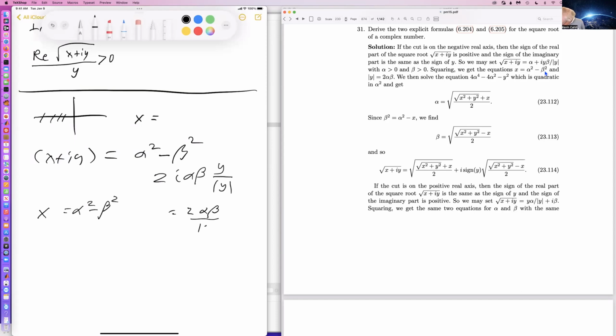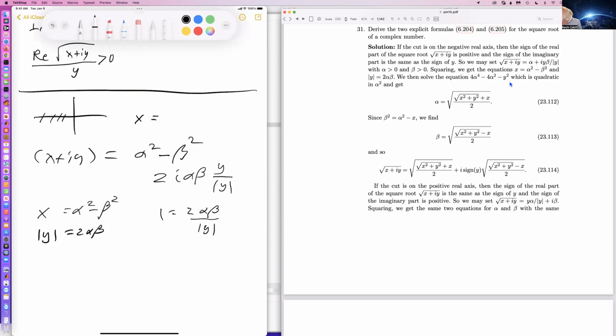And so this is then 1 equals this over absolute value of y. So the equation is absolute value of y is 2 alpha beta. And now you can solve this equation.